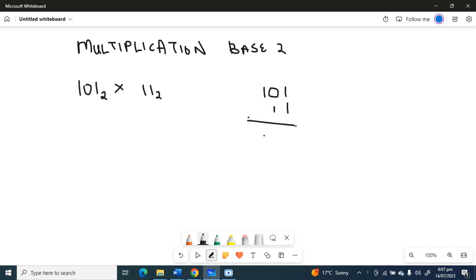With binary numbers, the only numbers that you're going to be dealing with are 0 and 1. All right. So we're going to start. 1 times 1, that is 1. 1 times 0, 0. 1 times 1, that is 1. Then over here, 1 times 1, that is 1. 1 times 0, that is 0. Then we have 1 times 1, that is 1.